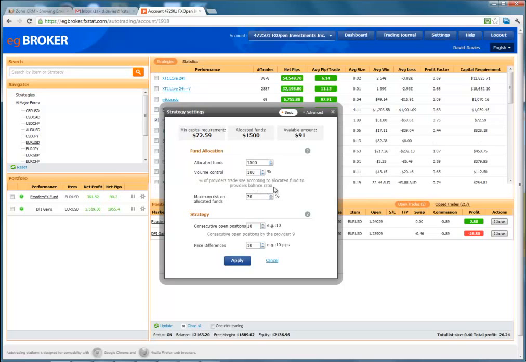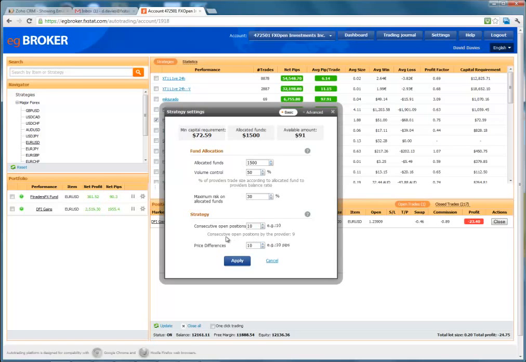This is what the phrase "according to allocated funds to provider's balance ratio" means. After that ratio has been set, you have an added element of control by selecting the percentage of that ratio to be adjusted as well, according to your appetite for risk. So in this example, if we set this at 50%, then following this trader on $5,000 when he has a $10,000 balance will mean that each size opened will be a quarter of that compared to the signal provider's.